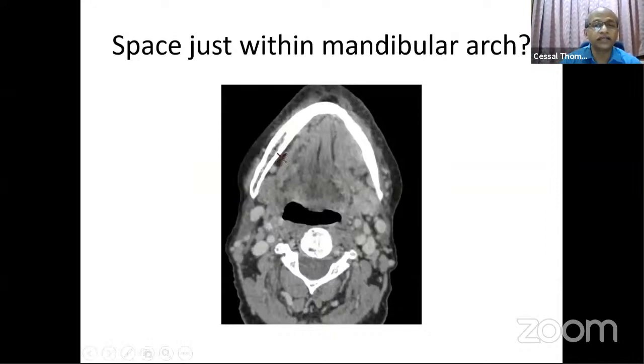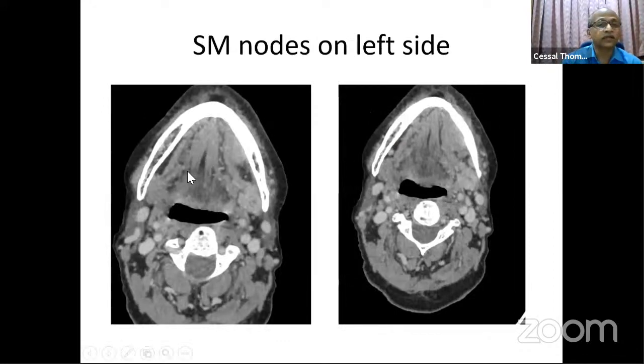That is why in CT it is dark. So what is the space? You know, this is submandibular space. We already discussed that. Then how does submandibular space come here? See here, you can see the submandibular space here, and here, and you can see some nodes in the submandibular region, and these nodes are displacing the mylohyoid muscle inwards.